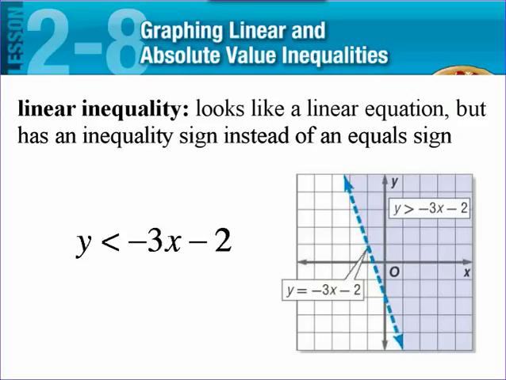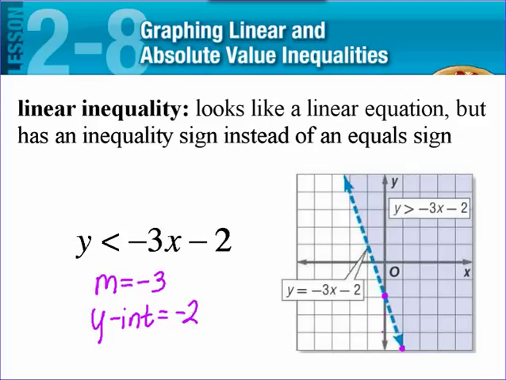Remember, in order to graph this, my slope is negative 3. My y-intercept is negative 2. And I'm going to graph that the exact same way. My y-intercept is negative 2 here. A slope of negative 3 means you're going to go down 3 and then over 1. And then I'm going to connect those dots and draw a line through it.